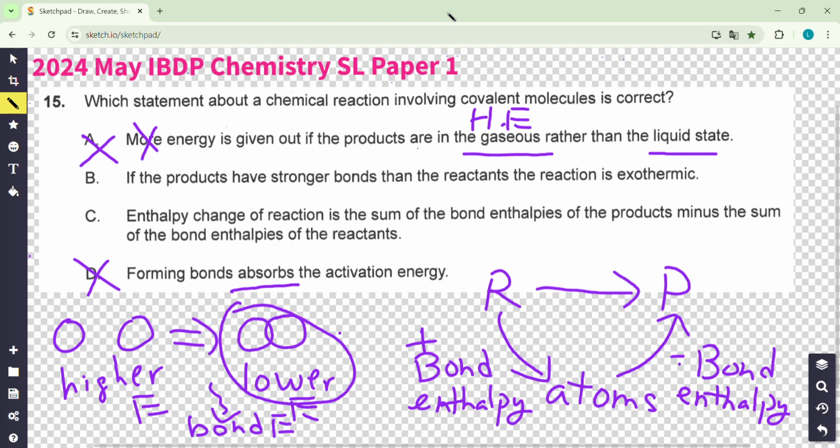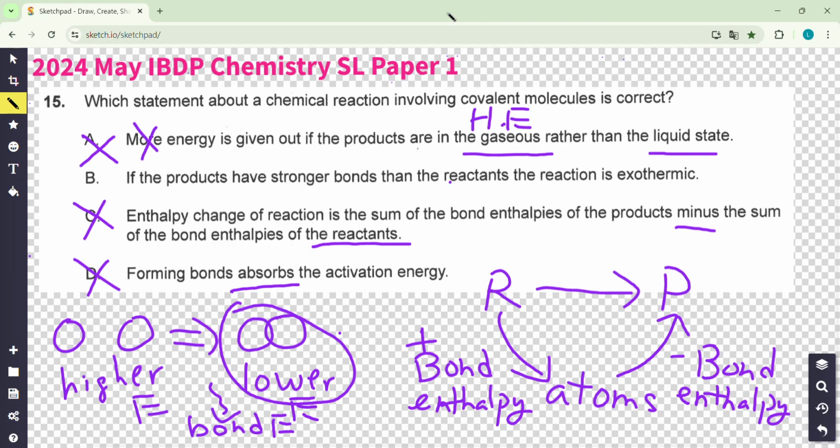So what is the result? Is option C correct or not? No. It said minus the sum of the reactants. It means the reactants' bond enthalpy should be negative when we calculate the enthalpy change. No, actually it should be a plus, right? The products' bond enthalpy should be the negative. So it is wrong. But we still look at B, whether it is right or wrong, right?